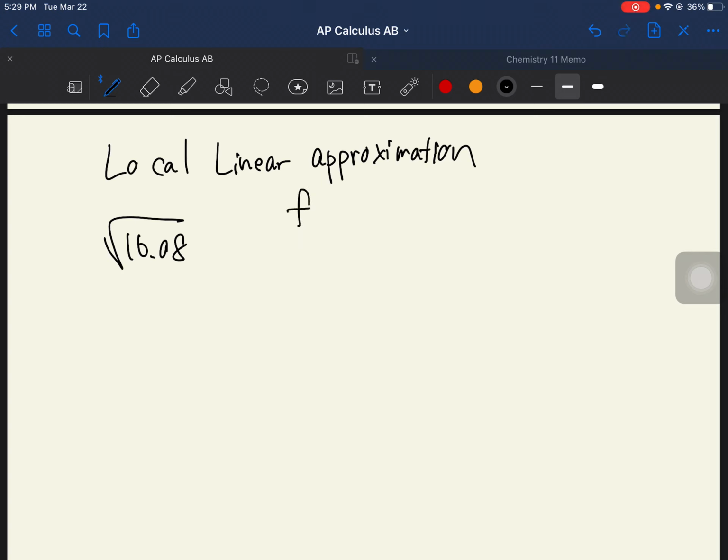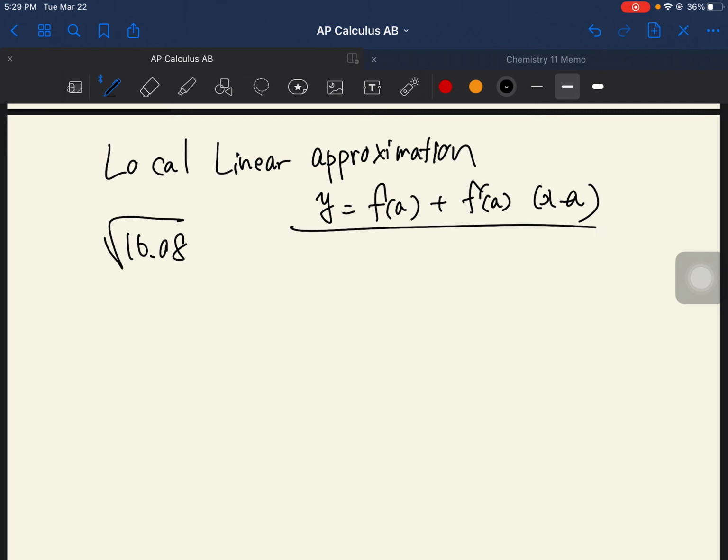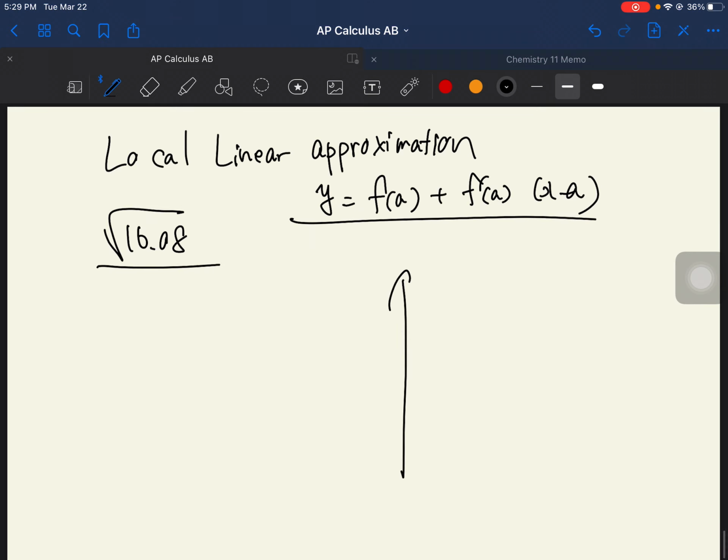Let me write it, but it looks a little bit complicated. So yeah, I will explain it later. So it's going to be like this. So let me explain the meaning of this formula while I'm explaining how to find the value of this one. So first of all, probably you can easily find the value of the square root of 16, which is 4.